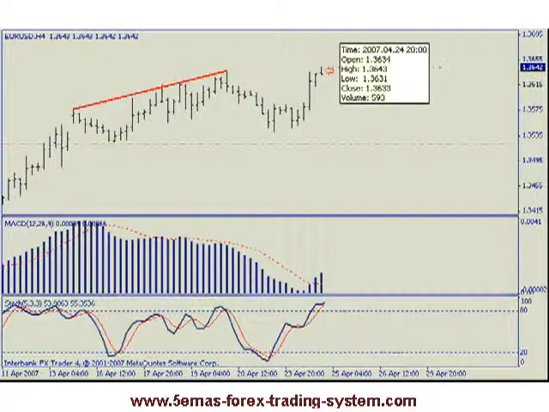On April 24th, the price reaches our take profit level, and the position is closed with a 54 pip profit. In this instance, the profit achieved is not huge, but serves as a good example of how to implement the strategy. The usual profit achieved with this method is between 20 and 400 pips.